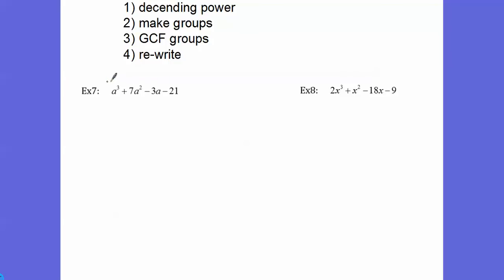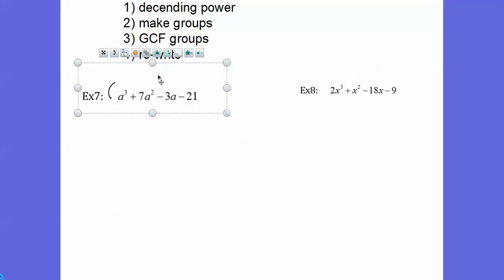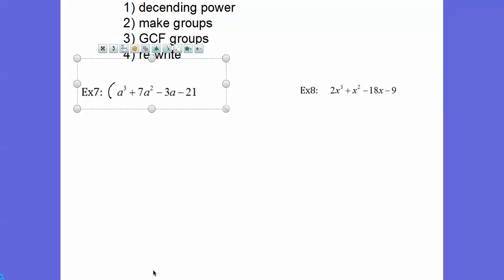What I'm going to do is I'm going to make sure it's in descending power, then I'm going to group it here. Let me make this a little bit larger so I can write it more easily. Grouping these two, and I'm actually going to go ahead and group these this way because I want to catch this negative. So here I'm going to GCF.